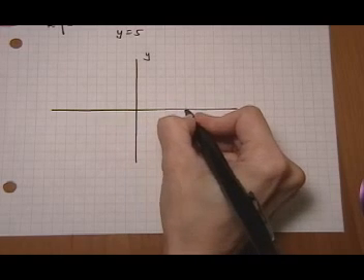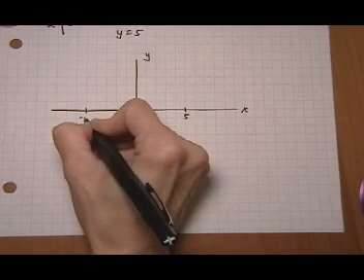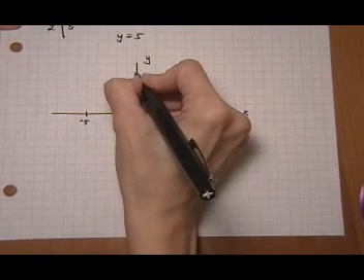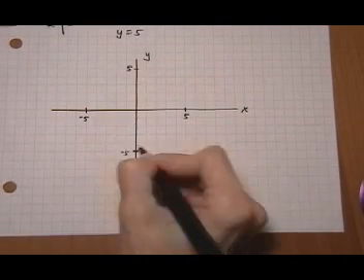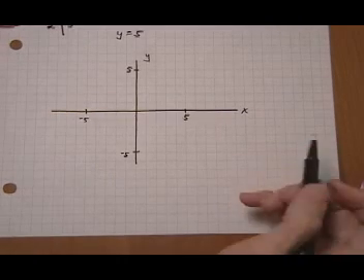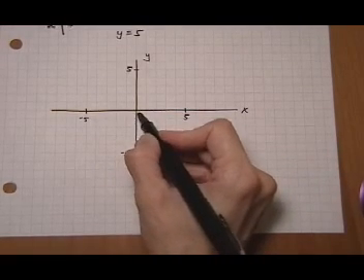1, 2, 3, 4, 5. So each square is worth 1. 2, 3, 4, 5. And you might notice on my math lab, sometimes the squares are worth 2 each or something like that. And that's fine. Just be careful when you're counting that you remember that they're worth 2 each.